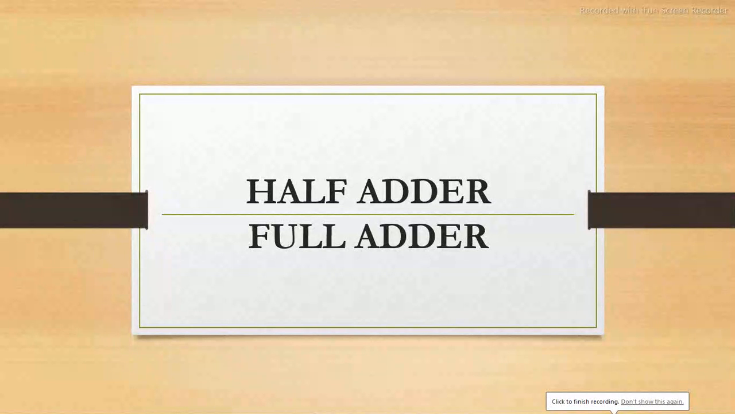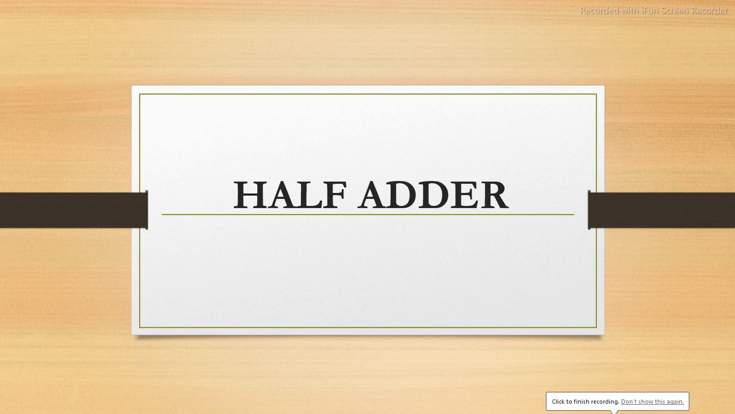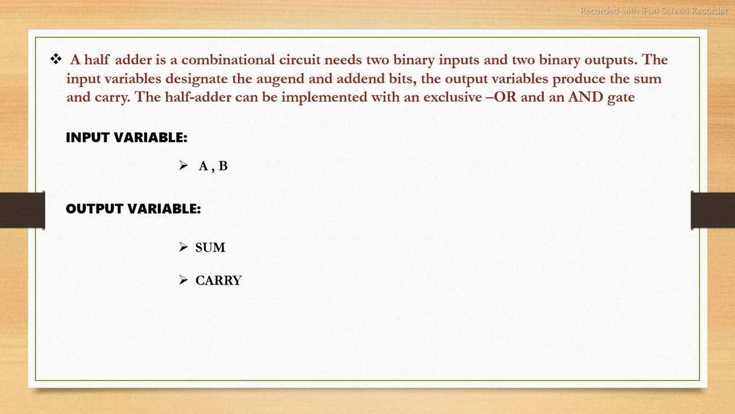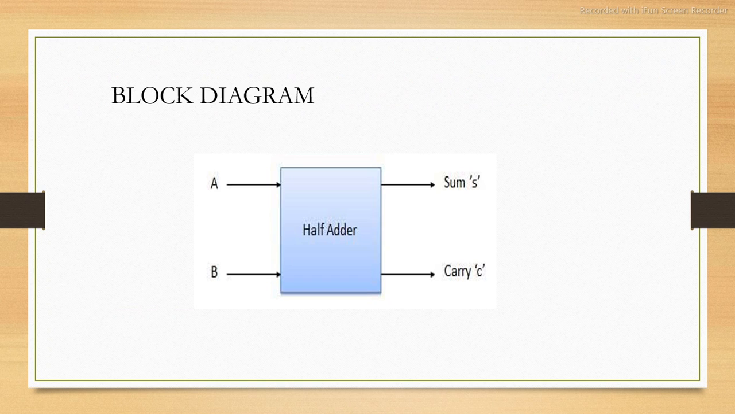Next we see about the half adder and full adder. A half adder is a combinational circuit that needs two binary inputs and two binary outputs. The input variables designate the augend and addend bits. The output variables produce the sum and carry. The half adder can be implemented with an exclusive OR and AND gate. Input variables are A and B and the output variables are sum and carry.